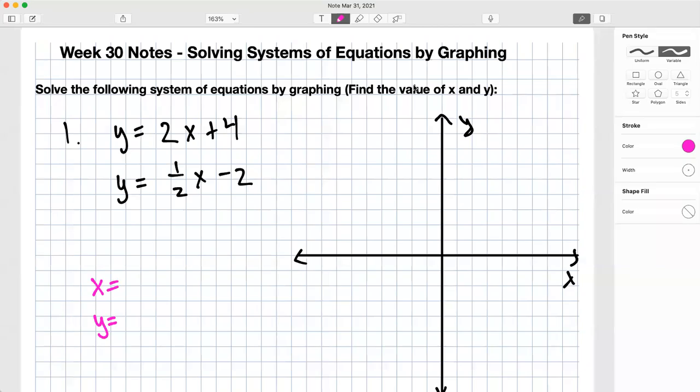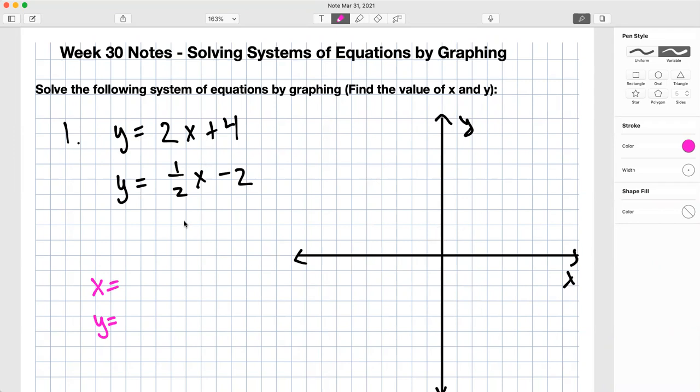In this video, we're going to talk about solving systems of equations by graphing. What is a system of equations? Well, you know that this right here is an equation, and this is an equation. And when we graph these equations, we get lines. We graph them on a coordinate plane that looks like this.